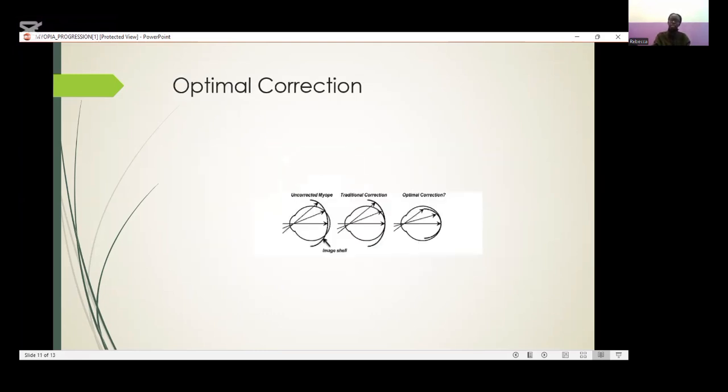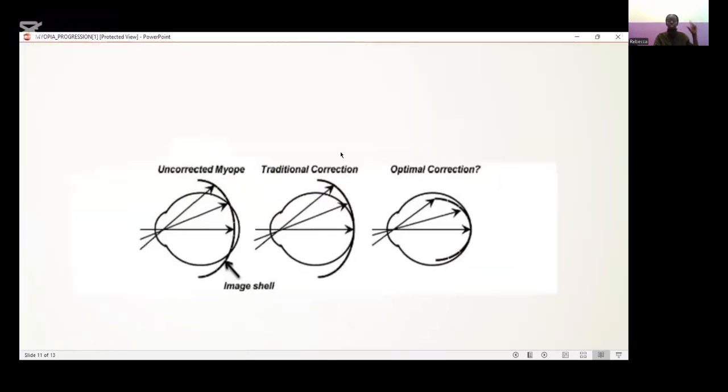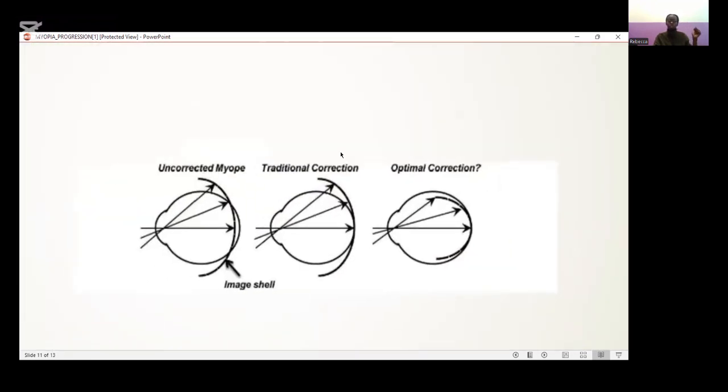So this is what the optimal correction should look like. If you remember the figure that we had access to before, we had only the first two figures, whereby I showed you an uncorrected myope, how the image of an uncorrected myope occurs in the retina, and then the second one, which is the traditional correction for a myope. The third image is going to show us the optimal correction, what we actually need so that myopia does not continue progressing.